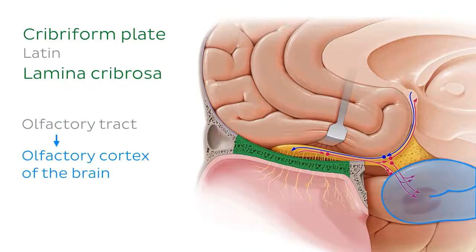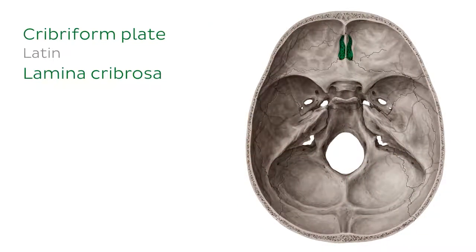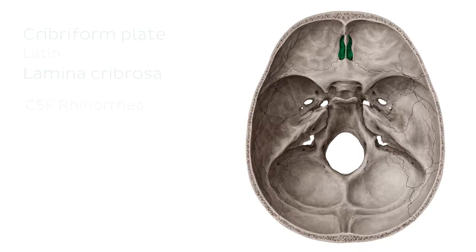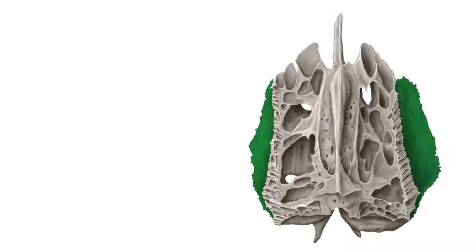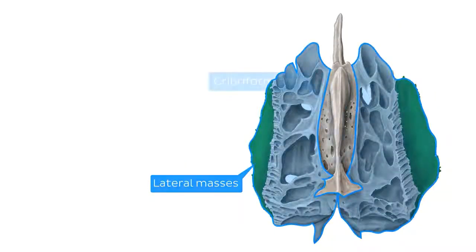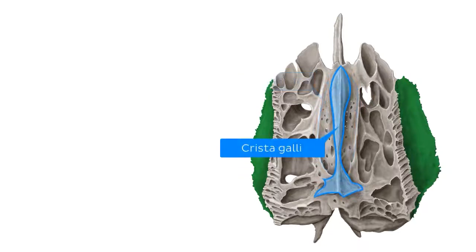Quick clinical note here: fractures in the floor of the anterior cranial fossa may involve the cribriform plate. What happens then is this may cause the leakage of the cerebrospinal fluid from the nose, a condition that we call CSF rhinorrhea. If we look at the ethmoid bone from above now, we can see both lateral masses here, the cribriform plate and the crista galli in the middle.